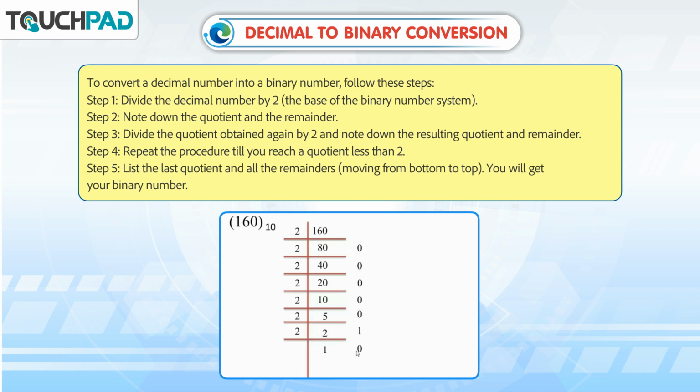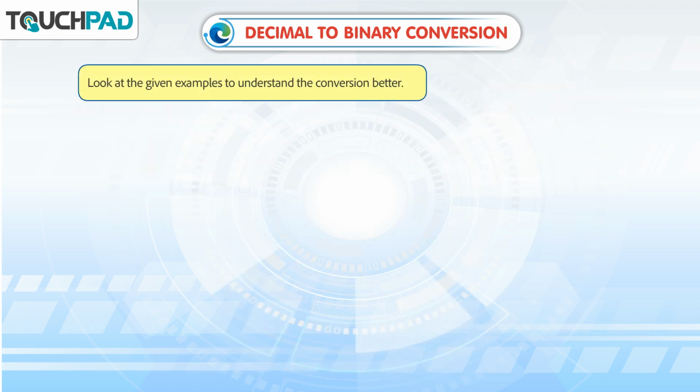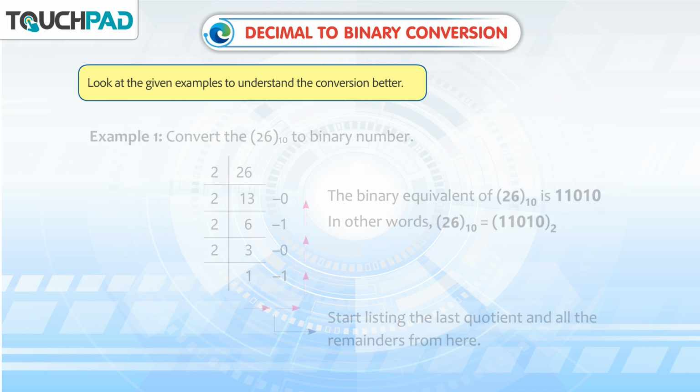Step 4. Repeat the procedure till you reach a quotient less than 2. Step 5. List the last quotient and all the remainders moving from bottom to top. You will get your binary number. Look at the given examples to understand the conversion better.